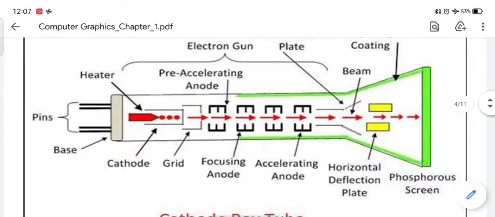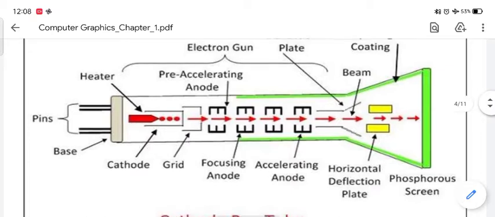The electron beam gun: here you can see the pins, that is called the electron gun. What is the use of these pins? The pins, or electron gun, consist of a heating filament and a cathode, which helps you generate negatively charged electrons. So when electricity is supplied to the heater, it works. The electron gun, also called pins, consists of two things: one, a cathode; two, a heater.